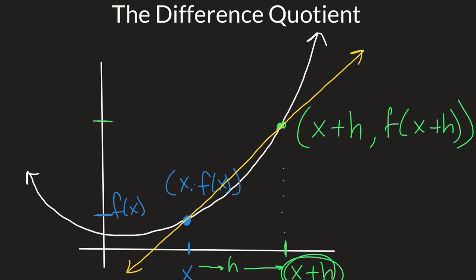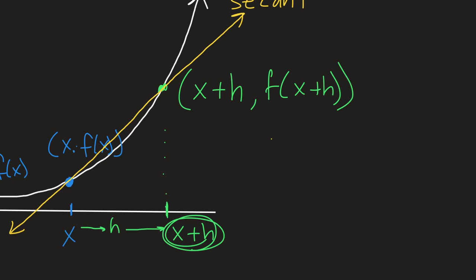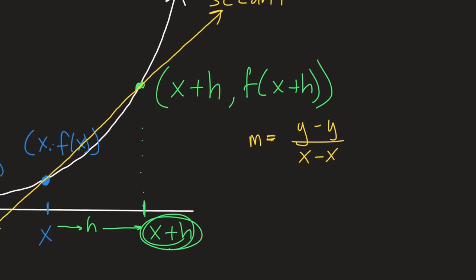Okay, so now this is called a secant line because it has two points of intersection on your graph, right? It crosses your graph in two places, so this is a secant line. And if we want to write the equation of this secant line, the first thing we would have to do is find the slope. Okay, so our general slope equation is y minus y over x minus x. So this is how we're going to build our difference quotient, finding the slope of this secant line.